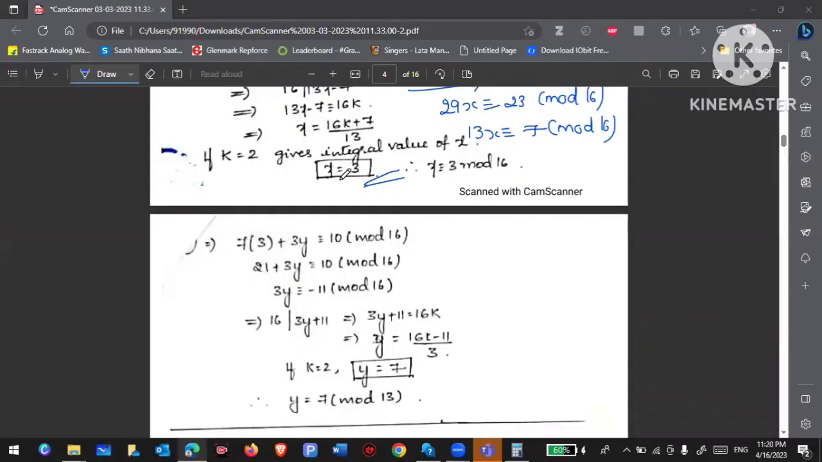Once we get x equal to 3, let us consider the first equation, 7x plus 3y congruent to 10 mod 16. Substitute x as 3 here: 7 times 3 is 21, plus 3y congruent to 10 mod 16. From here we get 3y congruent to 10 minus 21, which is minus 11, mod 16. Here also the same procedure, for k equal to 2, we get y is equal to 7. Therefore the x value we have got, and the y value we have got. That will be the solution for your linear system of congruences.